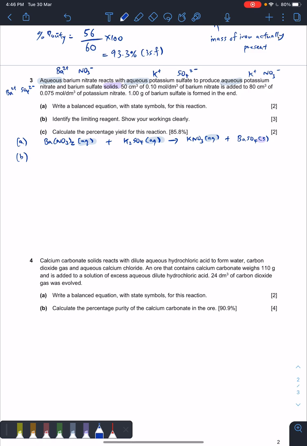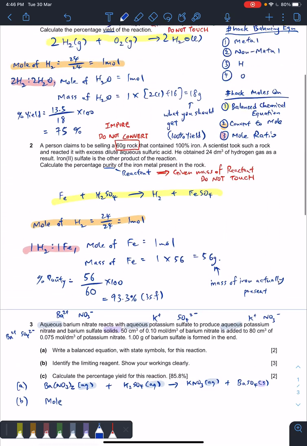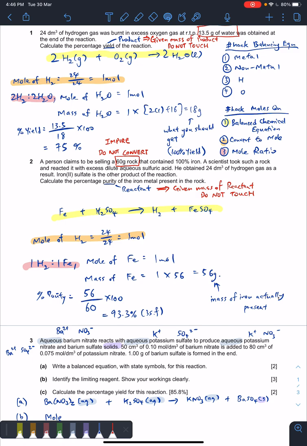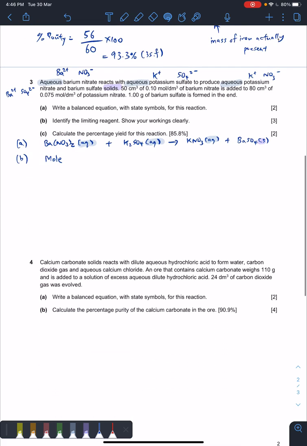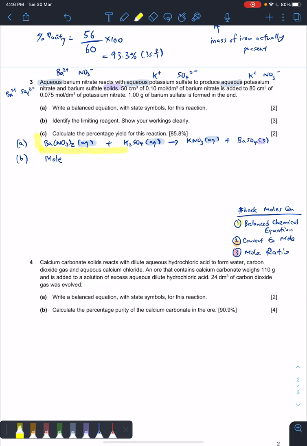Let's look at B. Identify the limiting reagent. Alright, so you might be wondering, how do I do this? Never mind, let's take a look. So let's do the second step, change to mole. Let me bring this down as well so we can refer to it. So this is your equation, first step. Second step, change to mole.